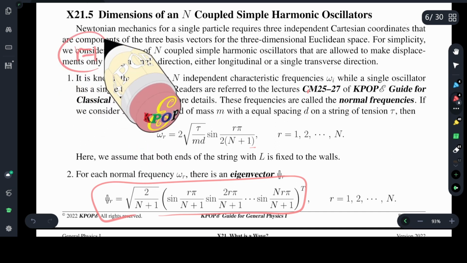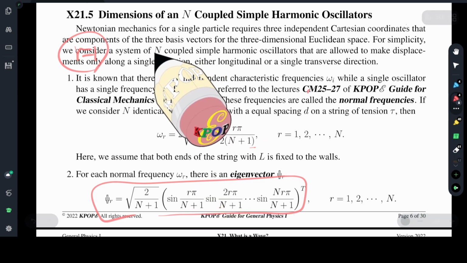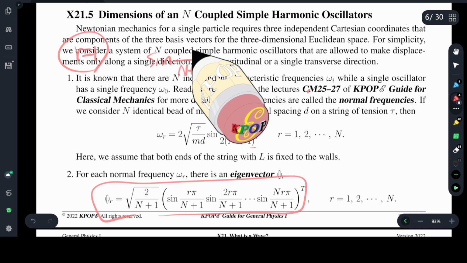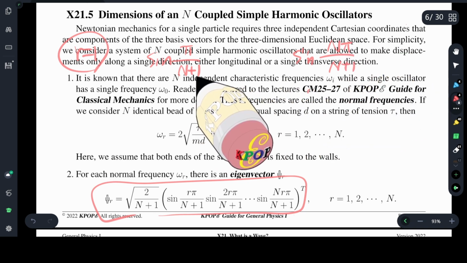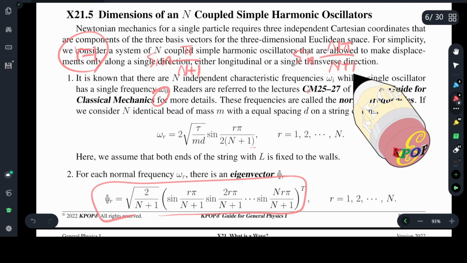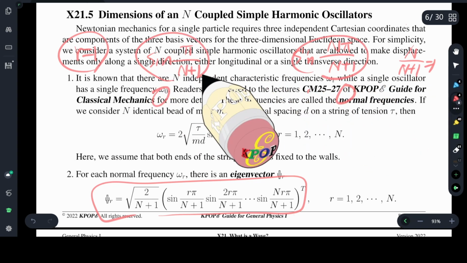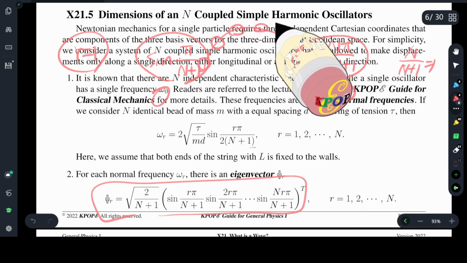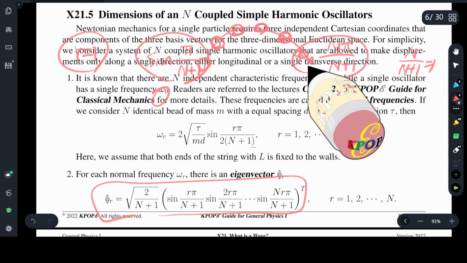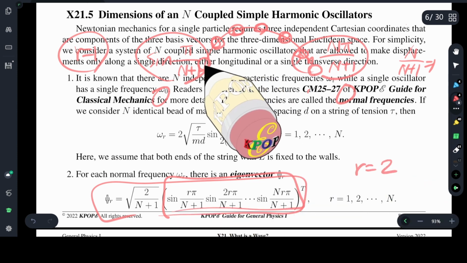R equals 1. This looks very complicated, but not so much. R equals 1, if you substitute, sine (n plus 1) pi through sine (n plus 1) n pi. If you take n goes to infinity, it is 0, and it is also 0, right? n over n plus 1 equals 1. So sine pi and sine 0. That means in between, it is just this one. Not a sine function, but points of a sine function. All right? When r equals 2, then it is something like that.